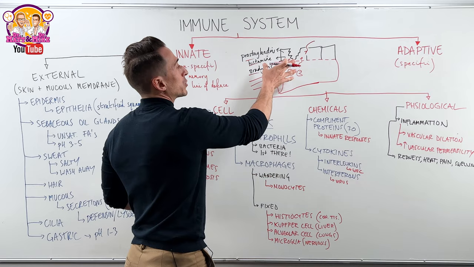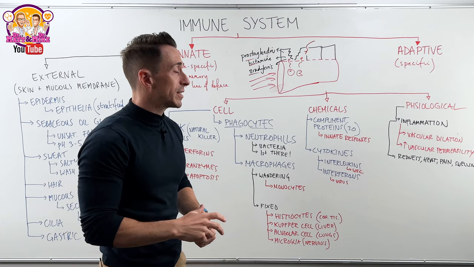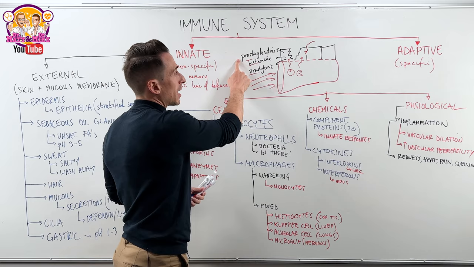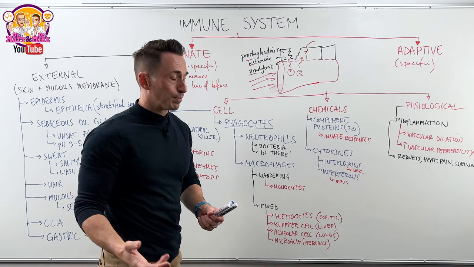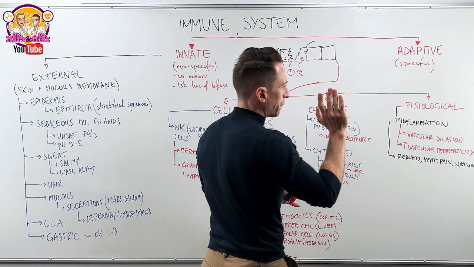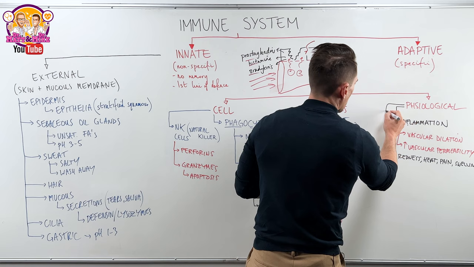So this is inflammation. A lot of the drugs that we take for inflammation target these things. So NSAIDs target prostaglandins. Antihistamines target histamine, for example. And there's not a lot for bradykinins, but there are some things. All right, so that's one of the physiological responses. The second is fever. Let's talk about fever very quickly. So we've got fever as another physiological response.